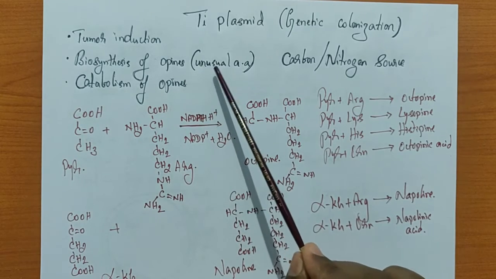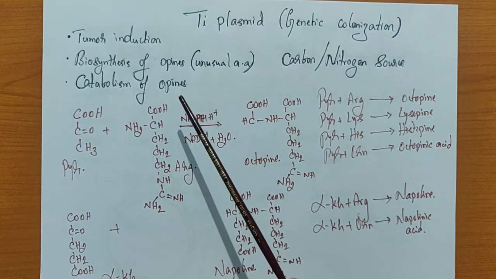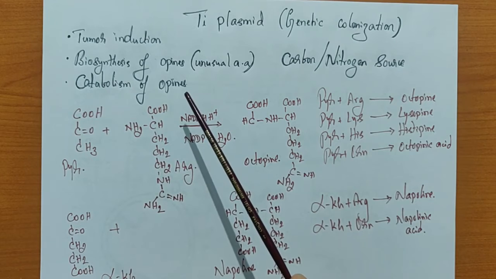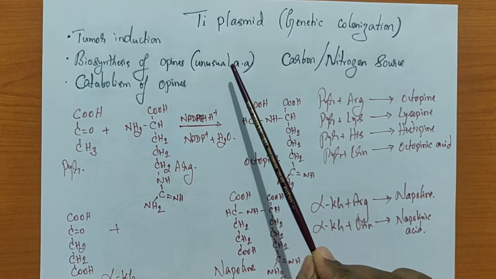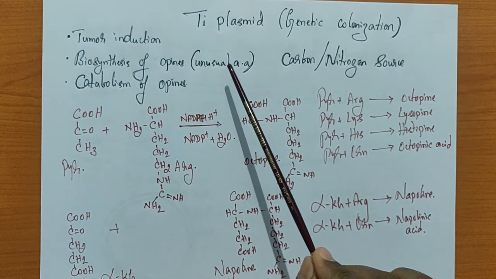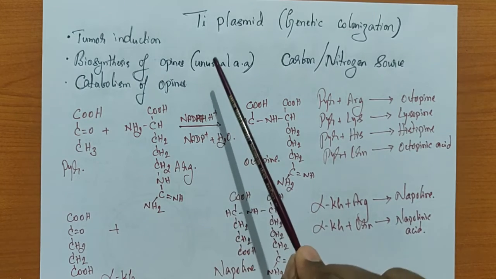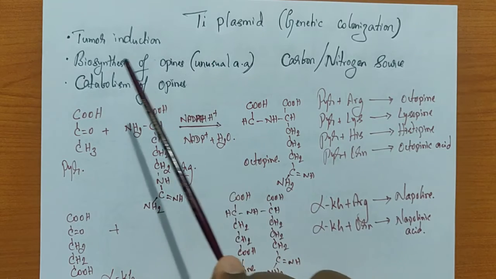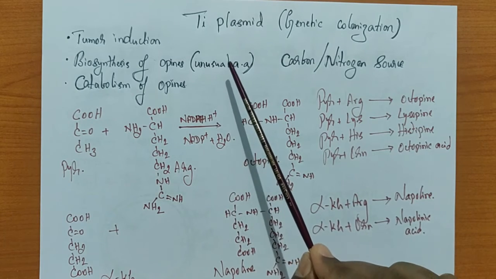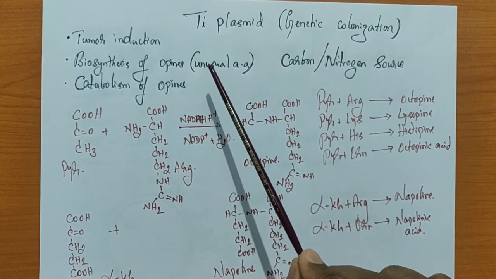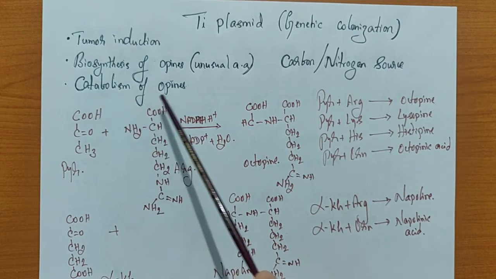Opines are nothing but unusual amino acids. The Ti plasmid will produce the required enzymes in order to make these opines, because these unusual amino acids are the provider of nitrogen source and carbon source for this microorganism to grow. They will not survive on the regular amino acids of the plants. They have to have these unusual amino acids, the opines, as the nitrogen and carbon source to grow. As a result, we have the catabolism of these opines.